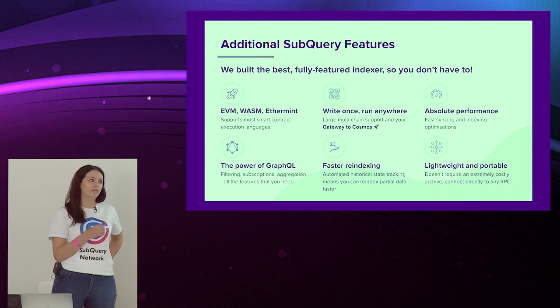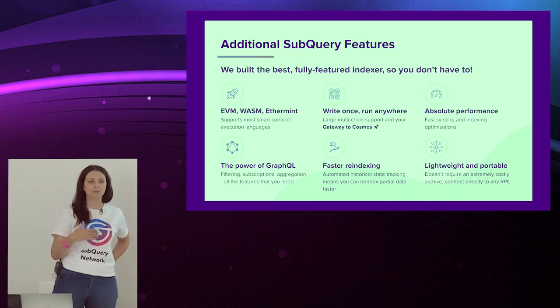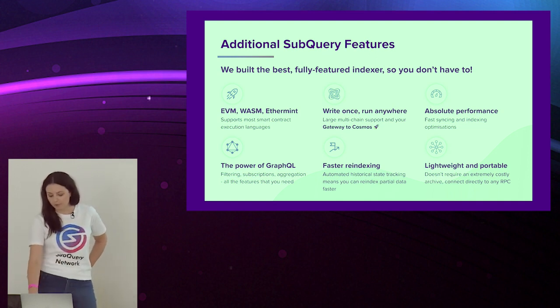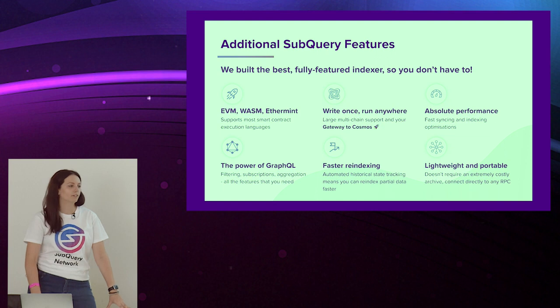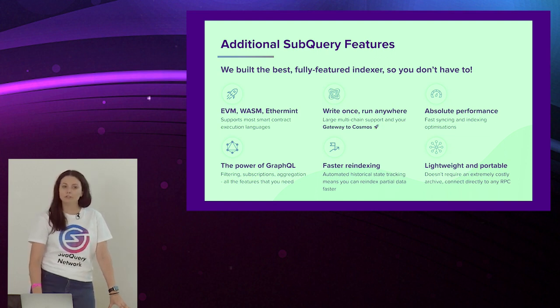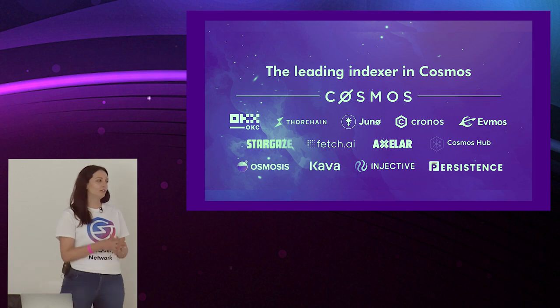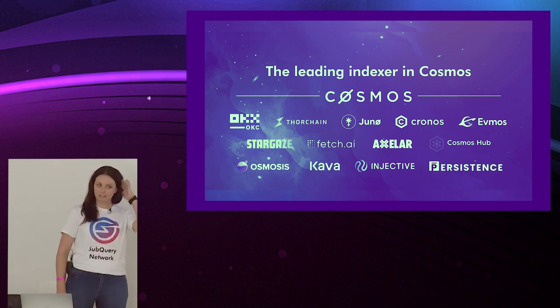And reindexing, also we introduce a lot of features to allow developers to reindex data fast if this is needed. And it's quite portable. You can connect to any RPC endpoint, so it truly should be absolutely adjustable, flexible, and you can tweak it to your needs, and that was the aim. That was our goal. Okay, so we also aim to be the leading indexer in Cosmos.